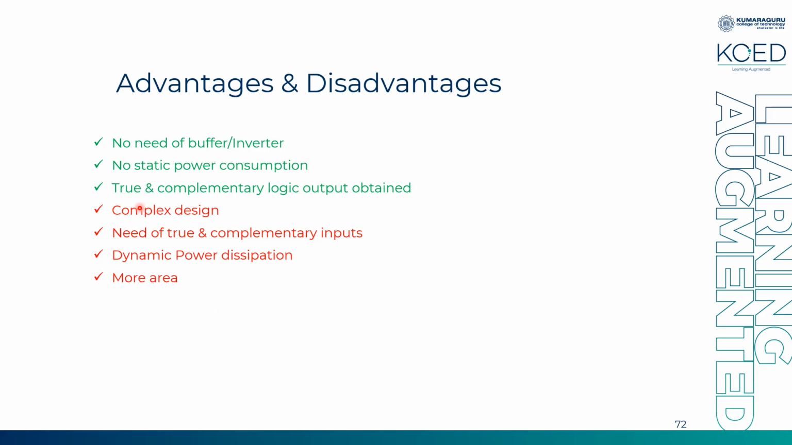So that's all about differential cascode voltage switch logic. Likewise, designing gates as well as Boolean logics, both are possible. The only reason and purpose behind this is that you can obtain both true as well as complementary output.